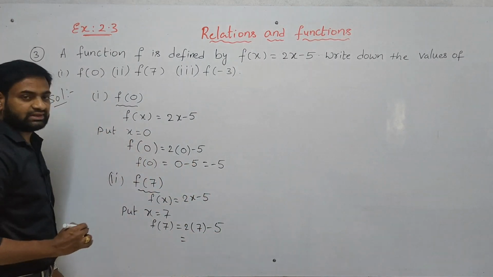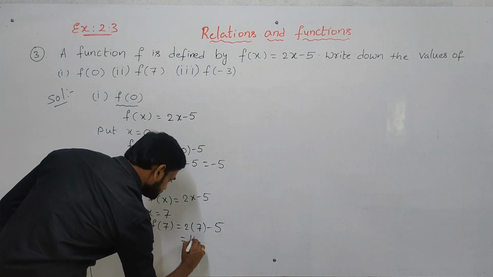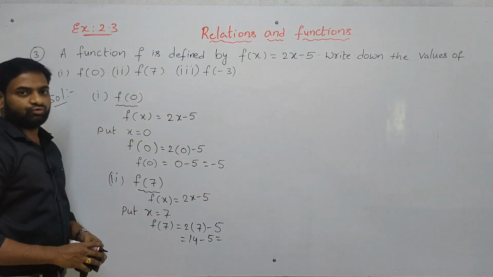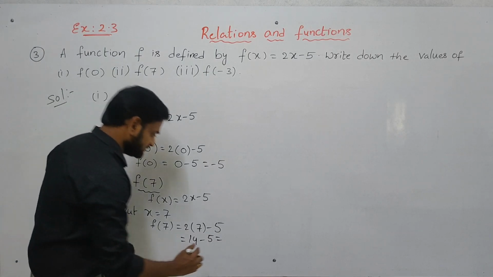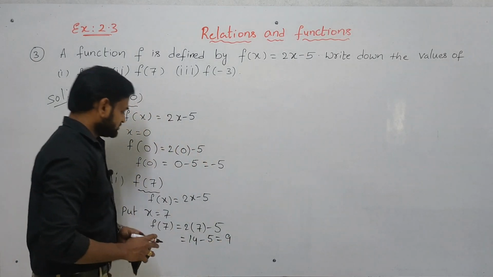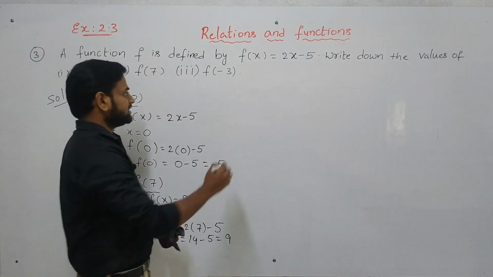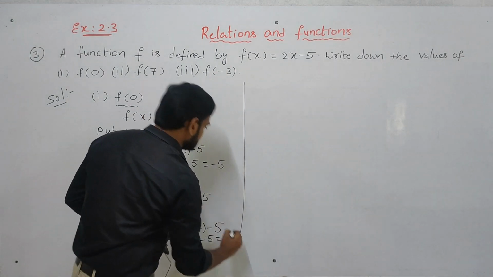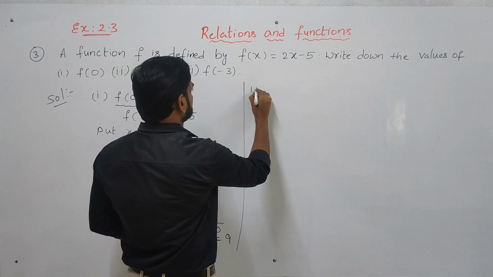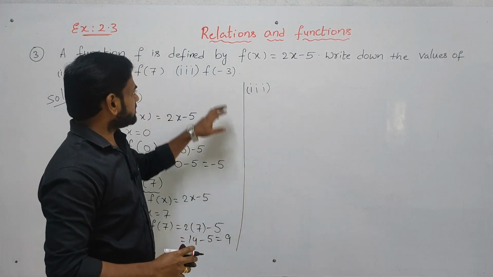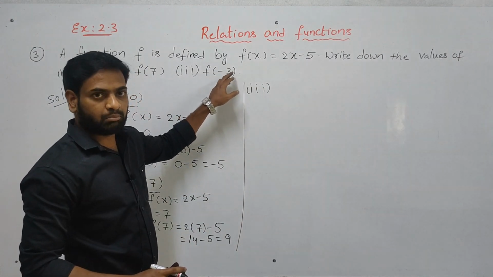So 2 into 7 is 14 minus 5. 14 minus 5 is 9. So f of 7 value is 9. That is the second one. Next, what about the third one? The third problem is f of minus 3.